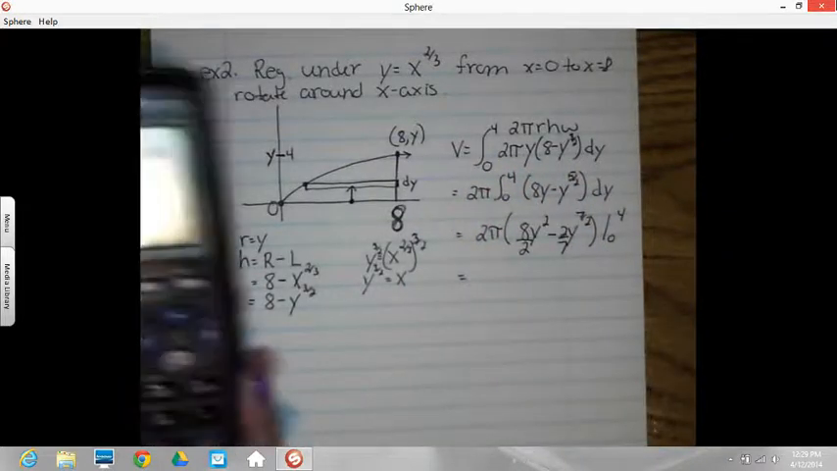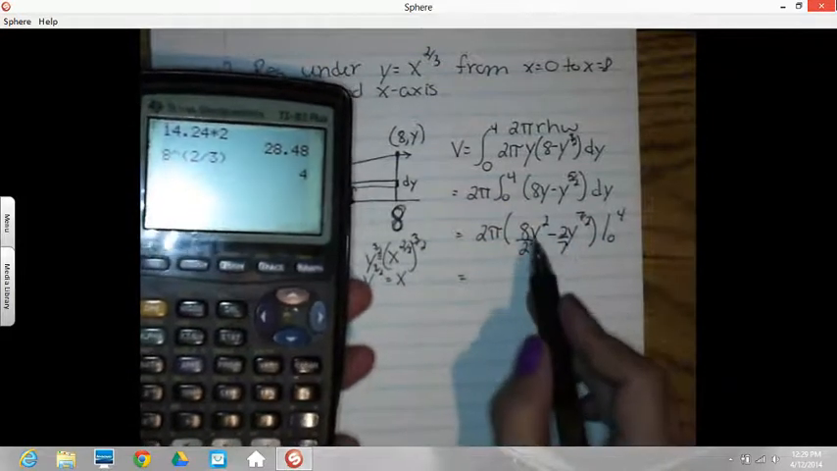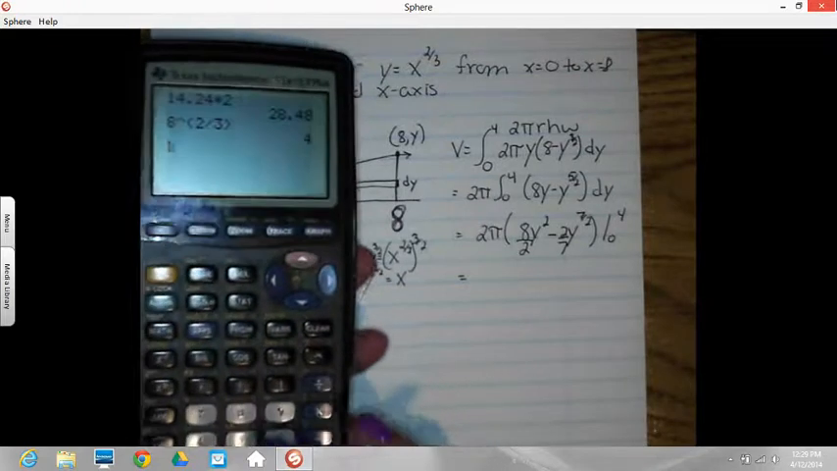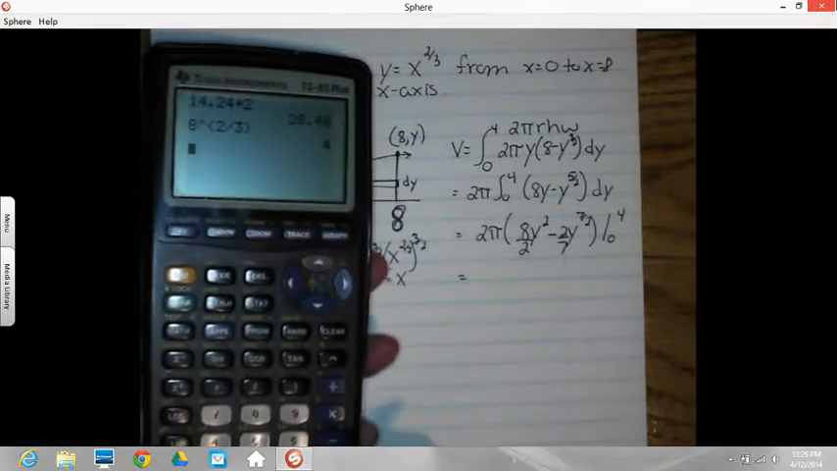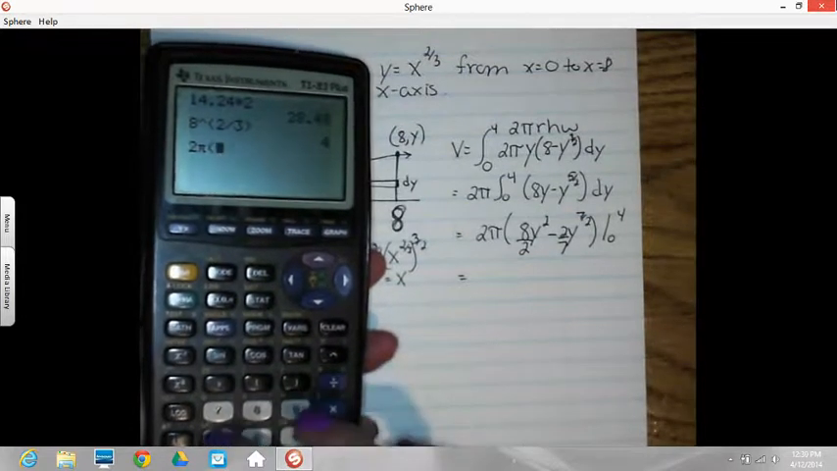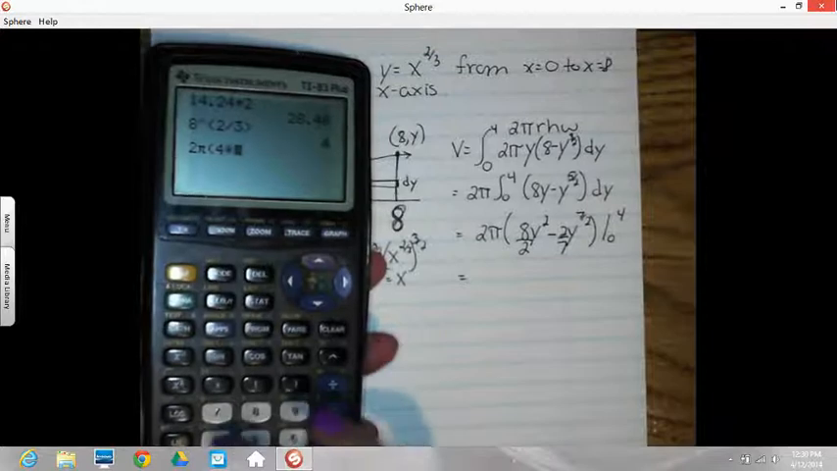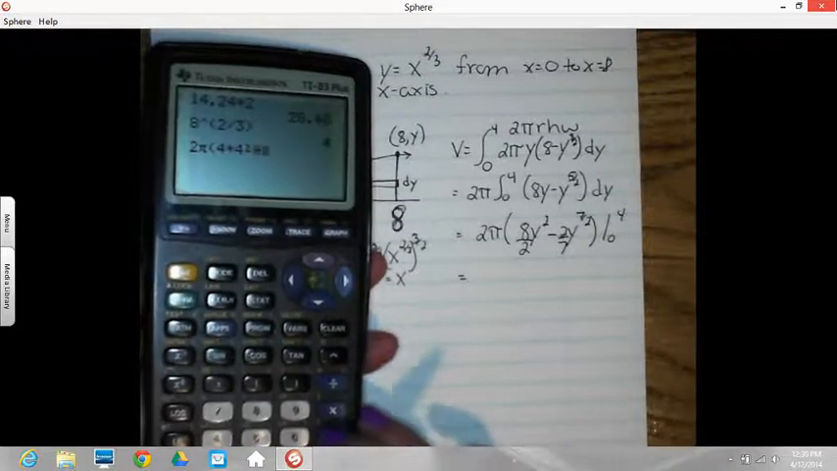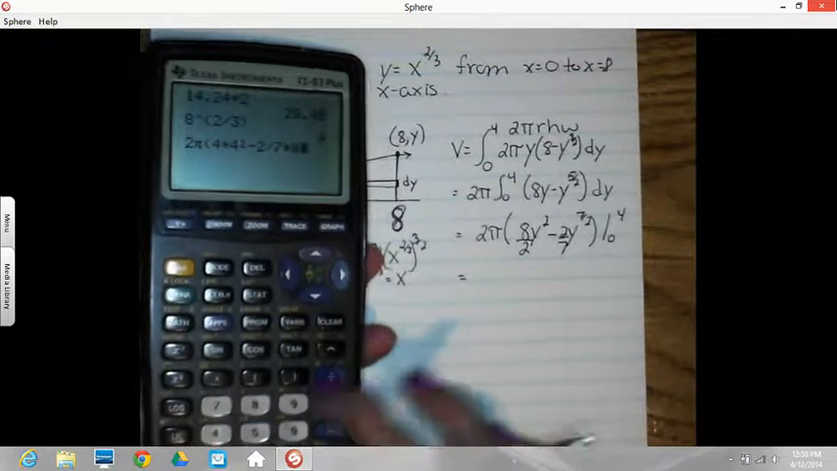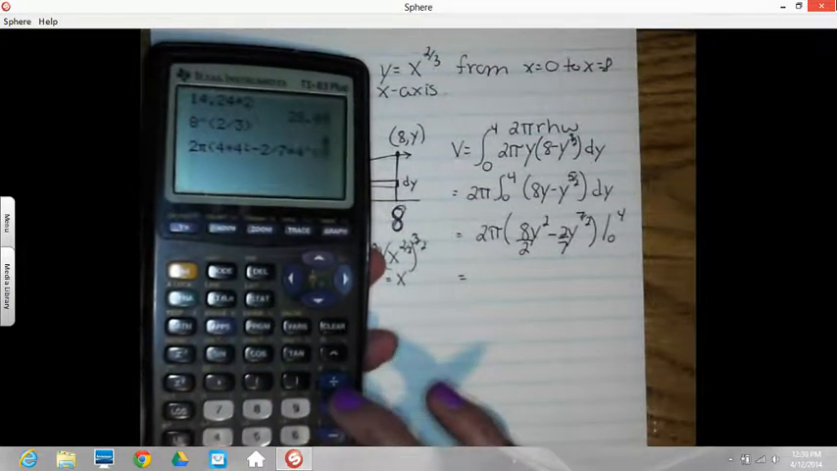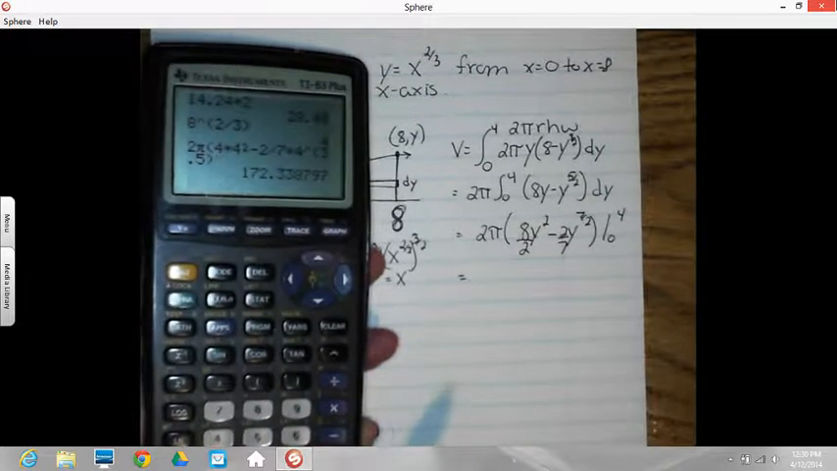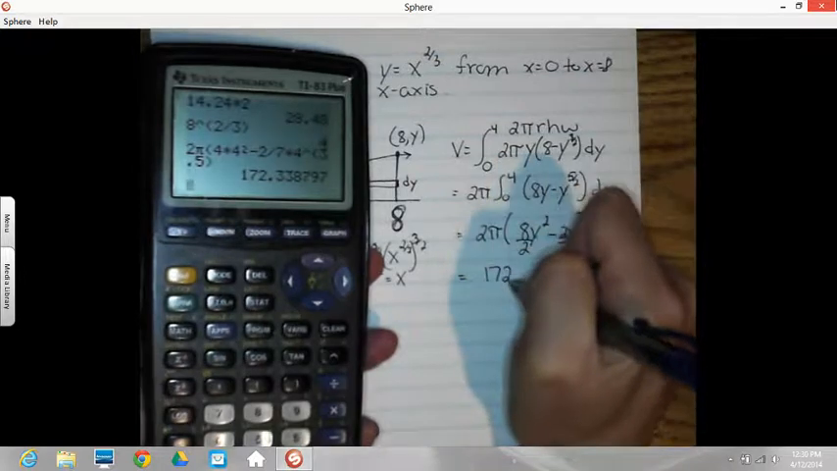Okay, now let's just plug in the 4 because the 0 is going to give me a 0. So I'll just type it in one line then, since I only need one answer. 2 pi, that'll be 4 times 4 squared minus 2 sevenths times 4 raised to the 3.5. That's 7 halves. 172.34.